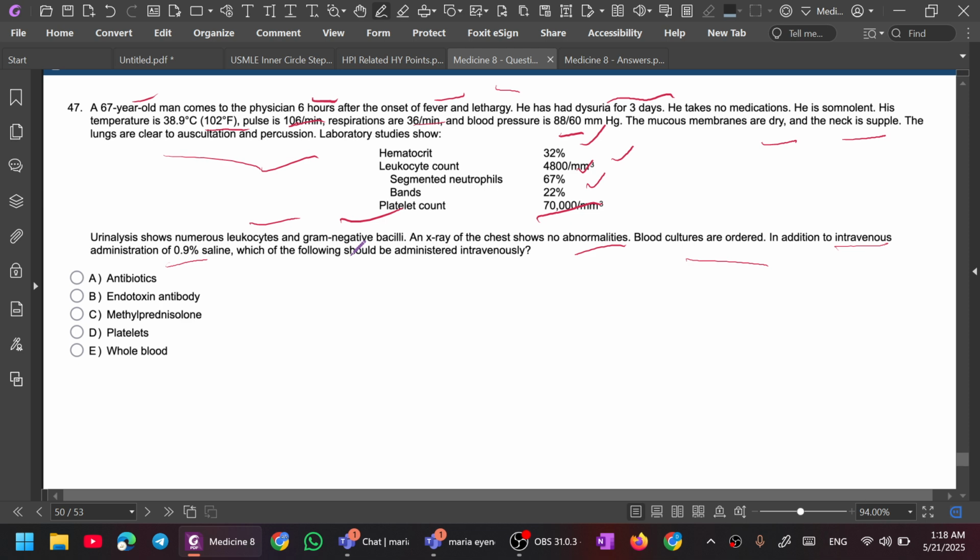It is septic shock, isn't it? Urine analysis shows numerous leukocytes. When do you give platelets? When is it below how much? Is it 50 or 30? 20,000 as far as I remember. Even at 50,000, usually platelets are not given. Is it like septic shock? Probably, yeah.